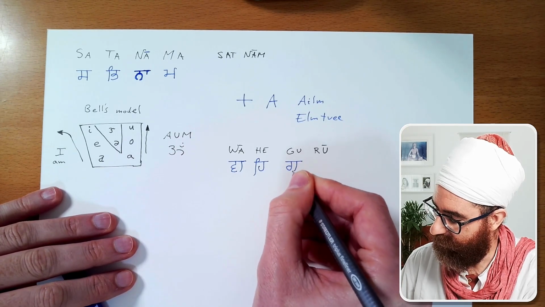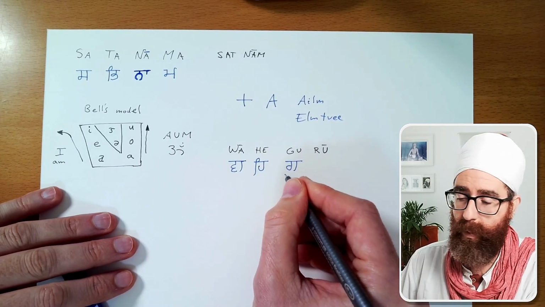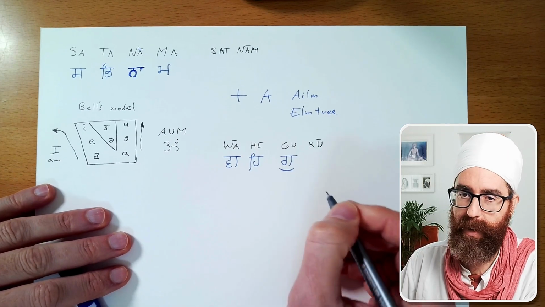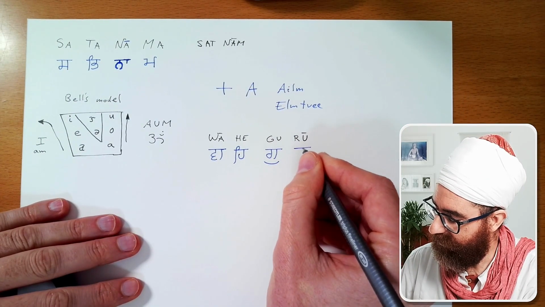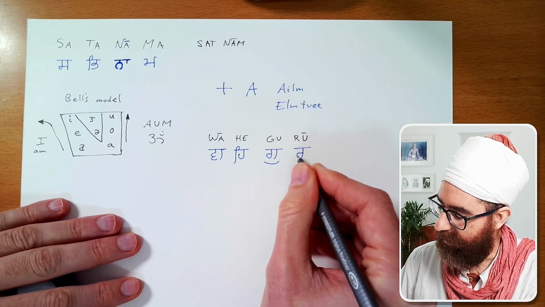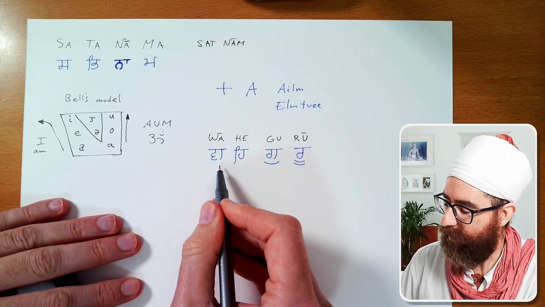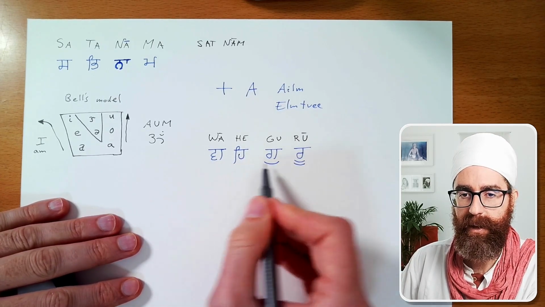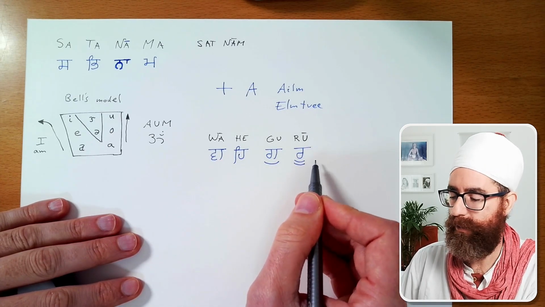And guru, the gu would be this. Now this one is long, not like this one. This was a mistake. And in order to become a u, it has this symbol below. And the ru is the same symbol as the r, but only the first one, the second one is not. And ru would be long. So this is wa, guru, gu. Gu is short, ru long.